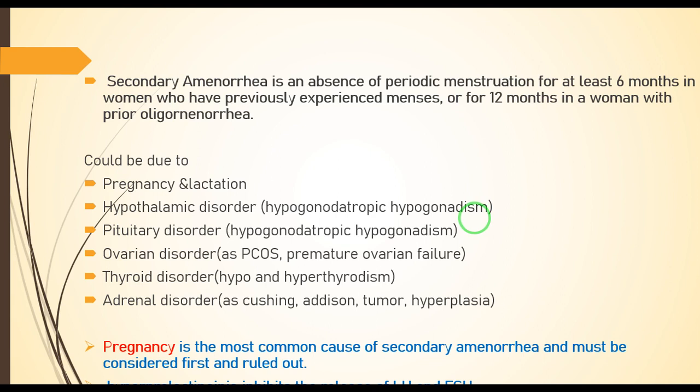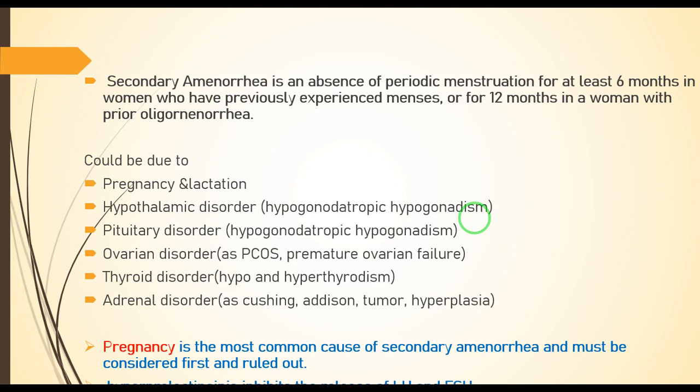Another cause of secondary amenorrhea is a pituitary disorder, any disease that affects the pituitary cells that produce the gonadotropins, for example the follicle stimulating hormone producing cell or luteinizing hormone producing cell, for example by a tumor that destroys the cell, or by radiation, or any disease that causes destruction to the area. This may lead to secondary amenorrhea, and the defect is hypogonadotropic hypogonadism.